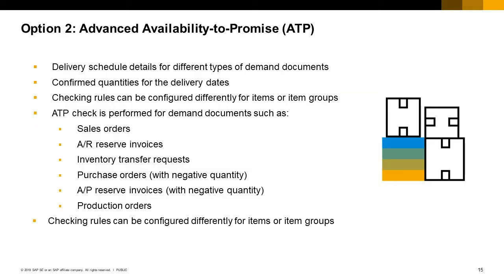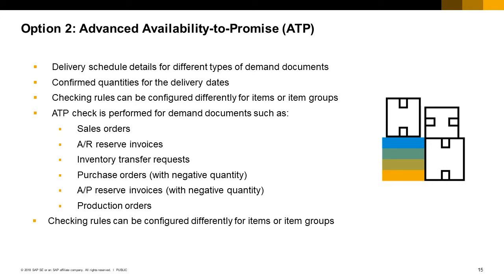If you are running the SAP HANA database for your transactional database, you may wish to use the second option for additional functionality. The SAP Business One version for SAP HANA has a configuration option to turn on the advanced availability to promise. As mentioned before, this option supports delivery schedule details for different types of documents that create demand and have a potential outflow. The Advanced ATP confirms quantity for the delivery dates and reserves the information on availability.